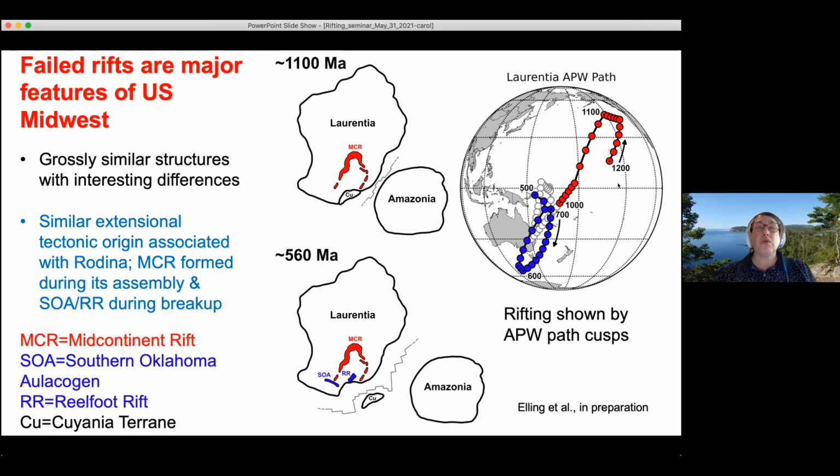The apparent polar wander paths for Laurentia have big cusps or churns in them during the time of the Midcontinent Rift formation, and then much later on, the Reelfoot Rift and the Southern Oklahoma Aulacogen.